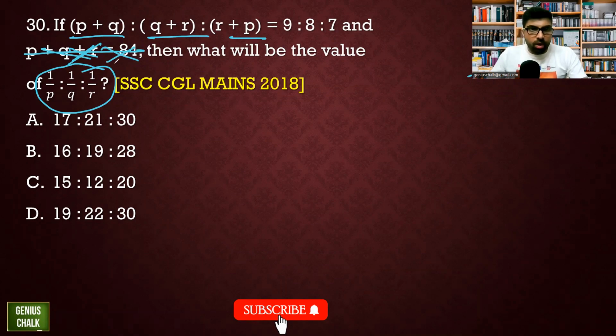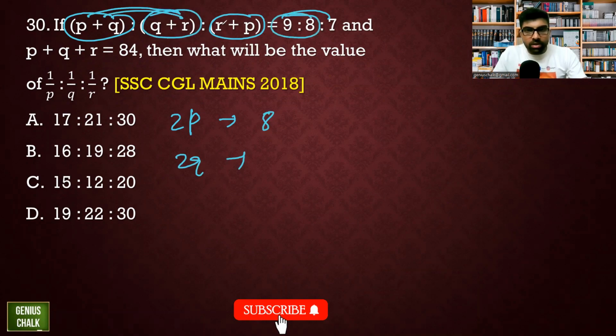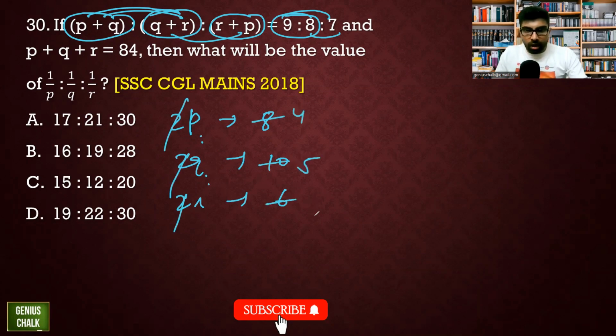So P plus Q, again for P, what is the value? Although this is 2P, so add these two. 9 plus 7, 16 minus 8, 8. For Q, add these two. So 9 plus 8, 17 minus 7, 10. For R, add these two. 15 minus 9, it is 6. So what is my ratio? 2P, 2Q, 2 gets cancelled. The PQR ratio is 4, 5 and 3.